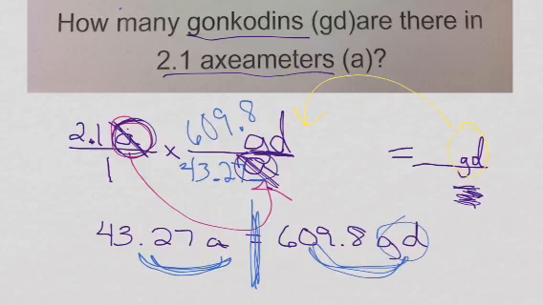So that's why I conveniently left myself a little space here. The top multiplies out to 1,280.58. And the bottom, 1 times 43.27 would be 43.27. Then you take the top and divide it by the bottom.